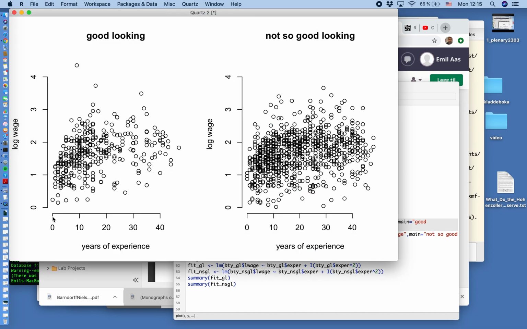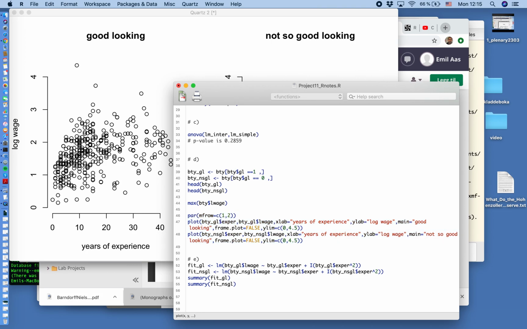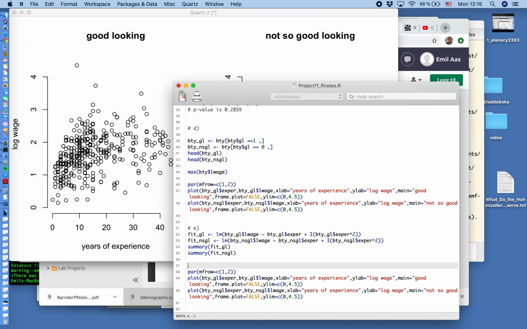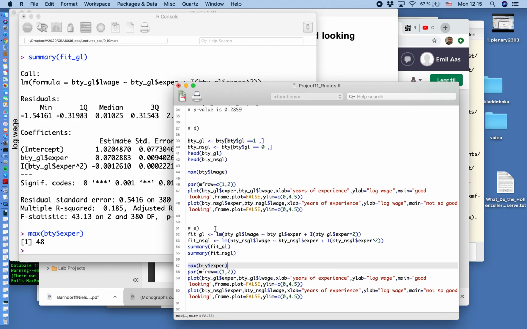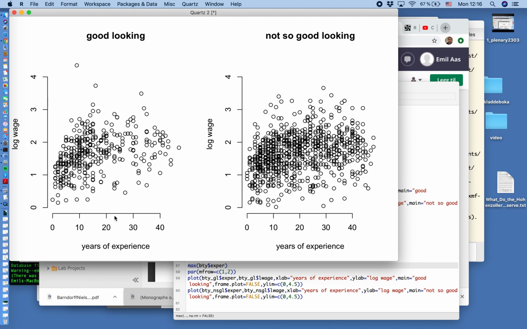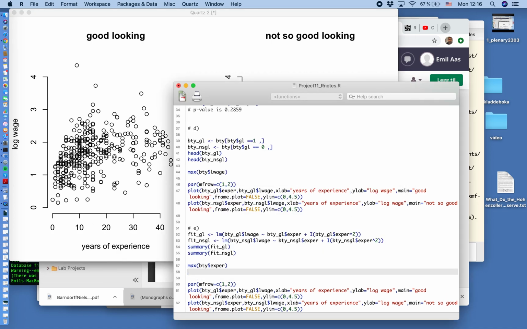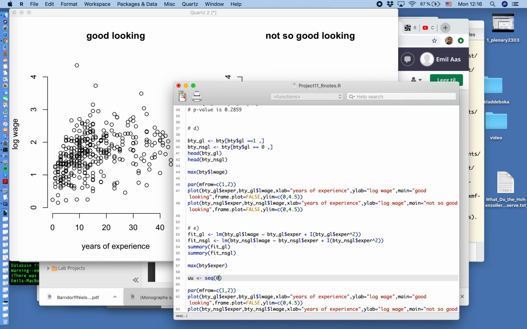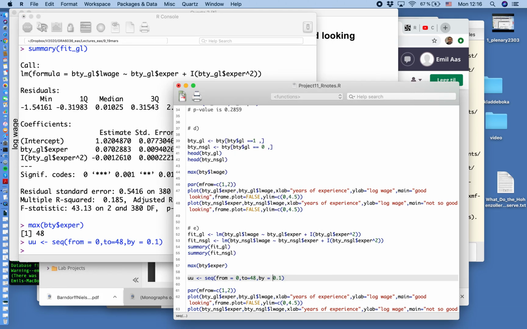So if we go and have a look at them, we want to add lines to these plots. So let's copy this code, paste it here. Let's have a look at max of BTY exper, which is 48. That tells us that when we want to make a line, we can start counting at 0 all the way up to 48. Then we make an auxiliary variable, a sequence from 0 to 48 with this step length. So that's 2. That's from and by, if you want. So we do this, then we get this thing.